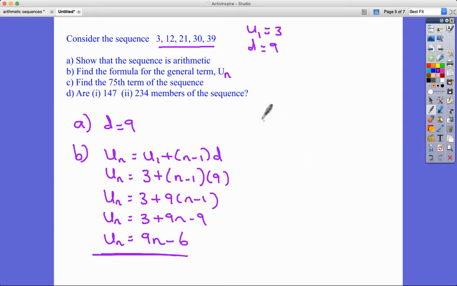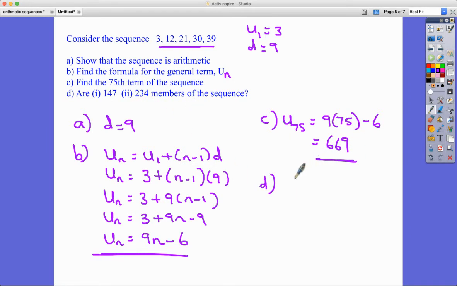Now part C, that makes it really easy to find things like the 75th term, because n is 75. So all we have to do is substitute in 75 as n, and 9 times 75 subtract 6 is equal to, I did work it out earlier, 669. So 669, excellent.